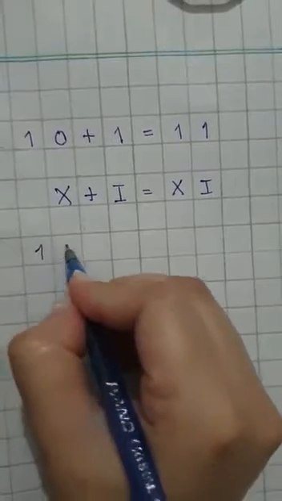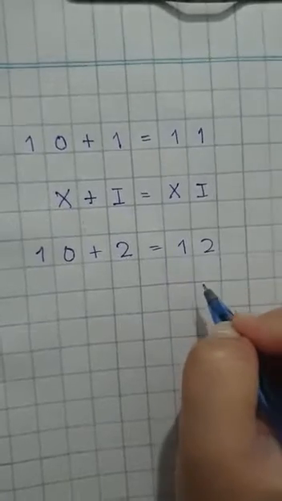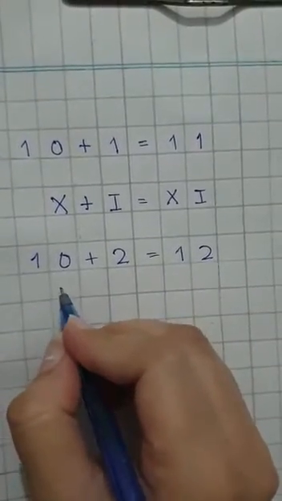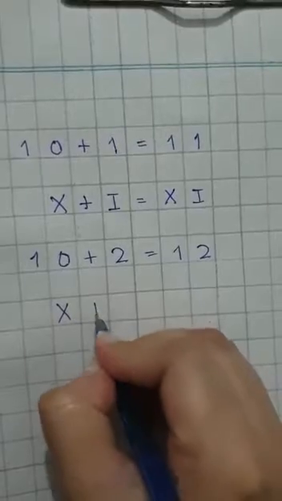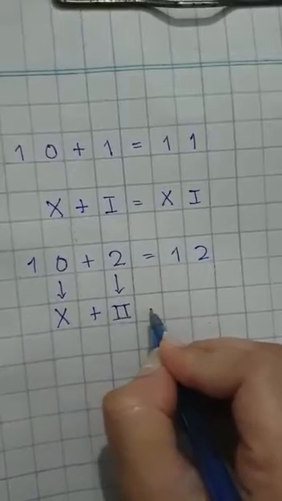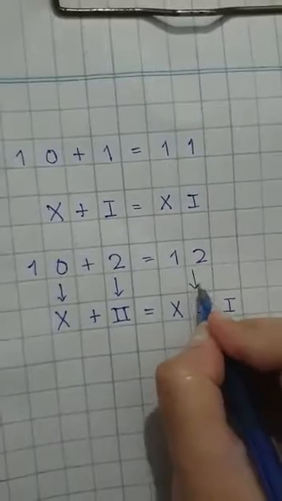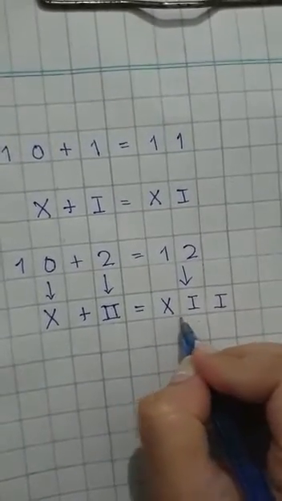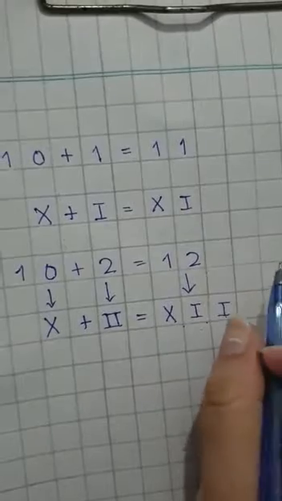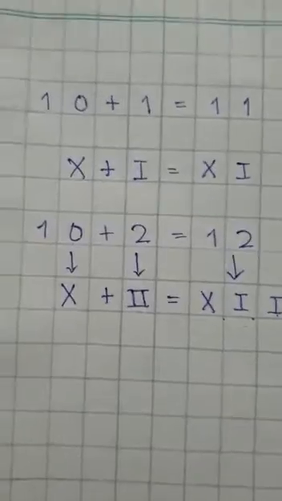If you have to write 12, how to write 12? That is 10 plus 2 is equal to 12 in Arabic. In Roman, 10 is equal to X plus 2 is equal to double I. This will be equal to X double I. X double I means 12. By using this method you can solve activity 1. So look at the answers.